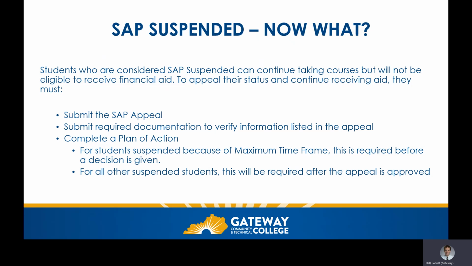So that's just a brief overview of some of the academic statuses, recommendations for how students can stay in good standing, and a brief overview of the SAP suspended process. Again, please refer to our other videos to learn more about the different requirements for meeting satisfactory academic progress, as well as an in-depth look into the process for students to complete their SAP appeal.